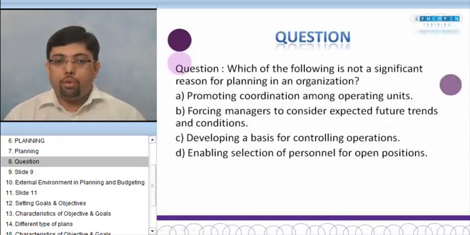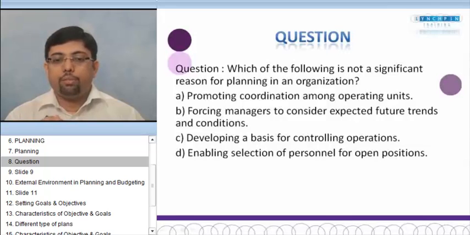Number two, forcing managers to consider expected future trends and conditions. Obviously, yes. Otherwise, how can we project the financial figures or the future? So planning is also a projection of the future. So option B is also right. Option C: developing a basis for controlling operations. Budgeting or planning is also a control tool. Why? Because we can measure our actual performance in relation to the planning and budgeting. Planning is the development of a basis against which we can measure our operations or performance. So it's a control tool, which means option C is correct.